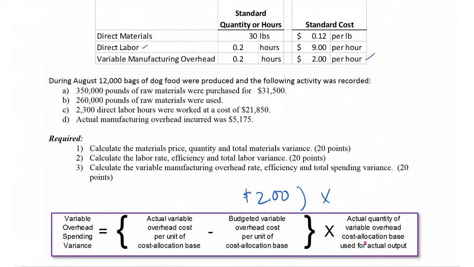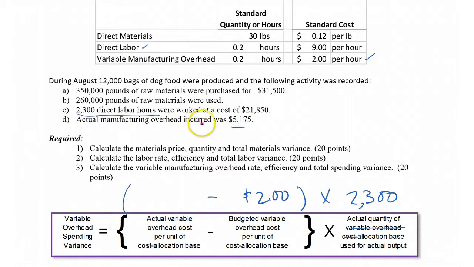And we're going to multiply that by the actual quantity of overhead allocation base used. So again, we're basically saying, what is the actual quantity of allocation base used for actual output? Well, how many actual direct labor hours did we use? 2,300. What we need to do, and this information isn't given to us, is figure out the actual cost per direct labor hour. And we just have to do this math here.